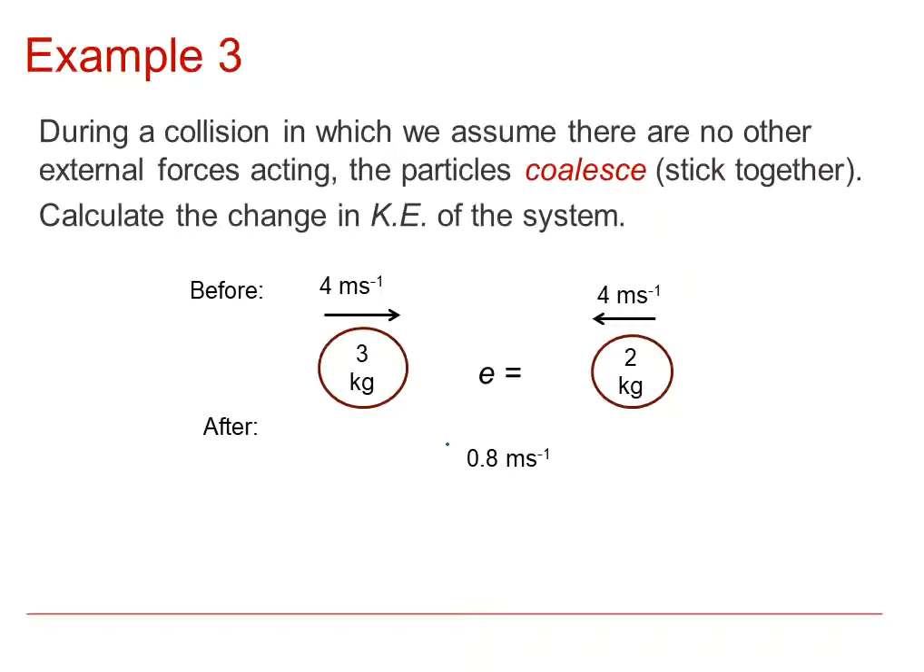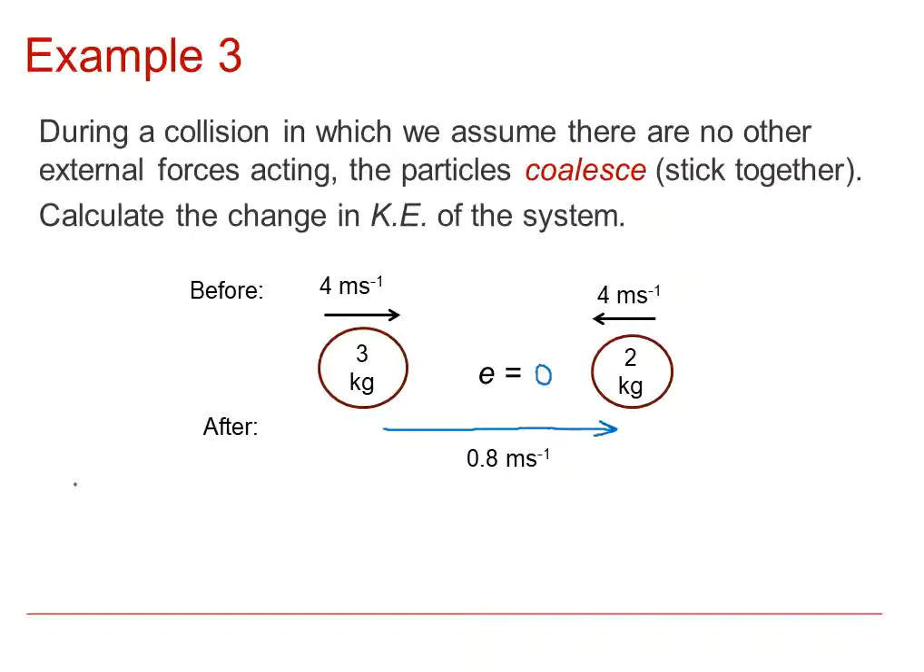During this collision, we are going to assume there are no external forces, but these two particles coalesce. They're going to stick together. We need to calculate the change in kinetic energy. If I did a momentum problem on this, I would find that they're going to move to the right with a speed of 0.8 meters per second, and since they've coalesced, e must be 0, so I know e if needed.